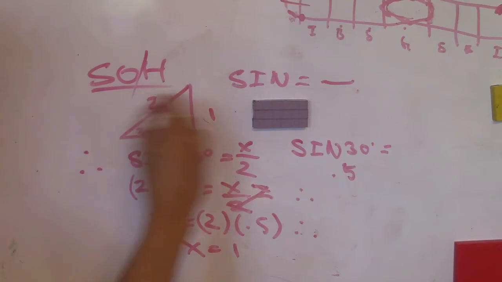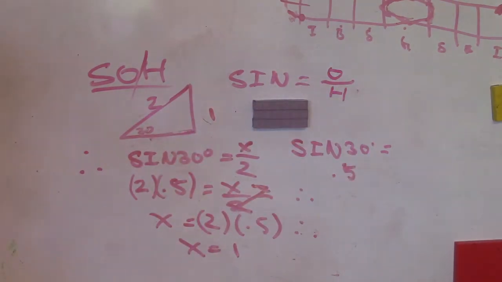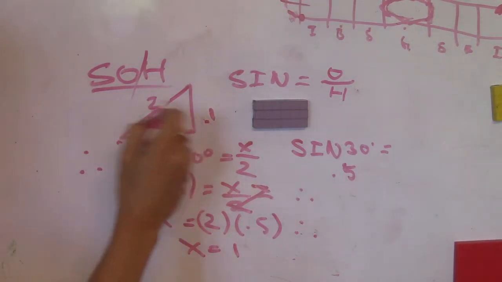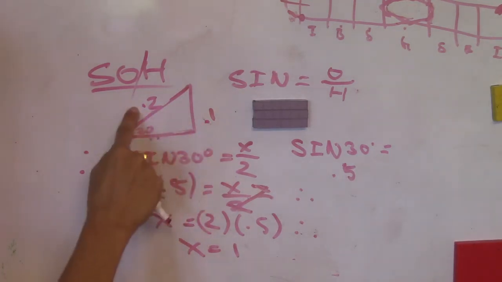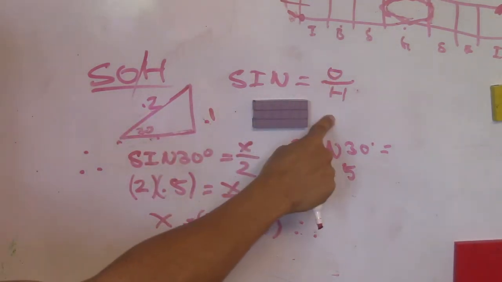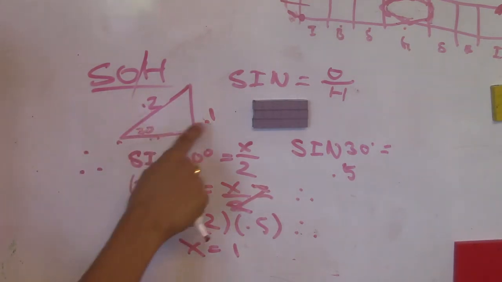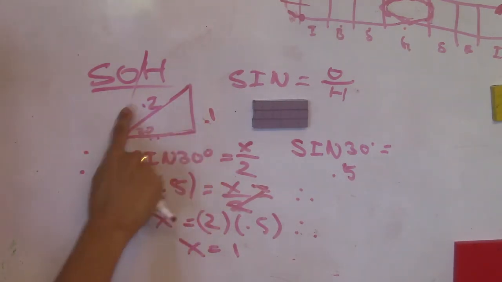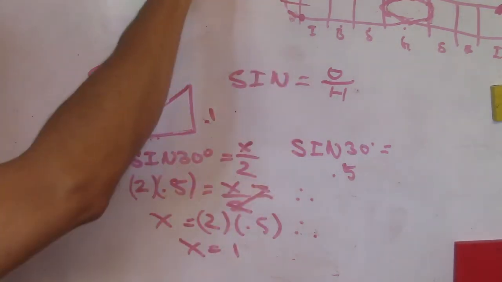Sine is opposite over hypotenuse. Remember? Opposite over hypotenuse. So sine 30 is 1 over 2. The sine at 30 degrees is 1 over 2. If I change that to 35, these numbers change. But at 30 degrees, it's 1 over 2. At 10 degrees, it's different. Now, what are the other definitions? Let's go over those quickly since you forgot them.